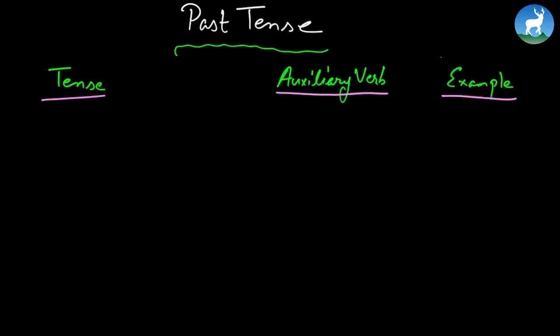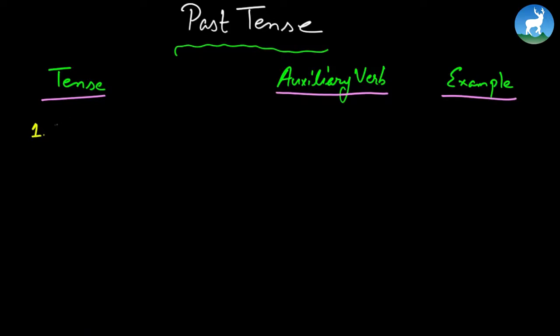So let's talk about past tense today. What do you know about past tense? It's used to define the past happenings, right? If we are to go deeper into past tense, we will have 4 of its kind. Let's write here tense, auxiliary verb, and example. Remember, every tense has 4 kinds.